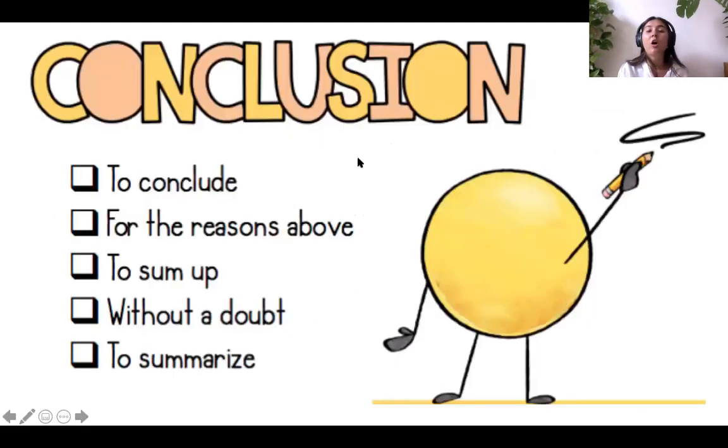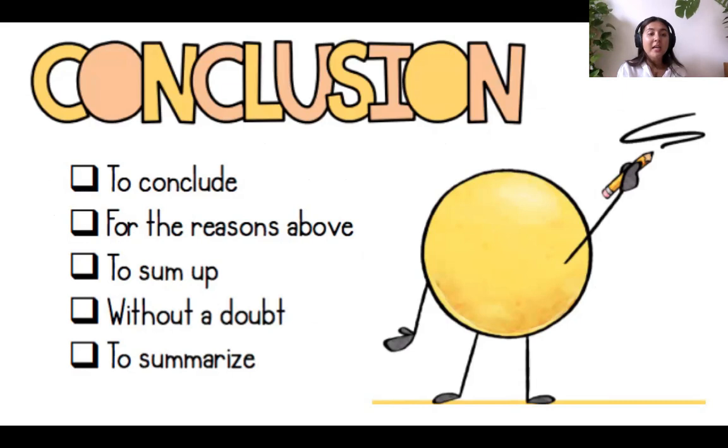When you are finished with all of your reasons, you're going to move on to your conclusion. In your conclusion, you can have to conclude, for the reasons above, to sum up, without a doubt, and to summarize. In your conclusion, you are going to summarize your opinion, but you're not going to say the same thing.